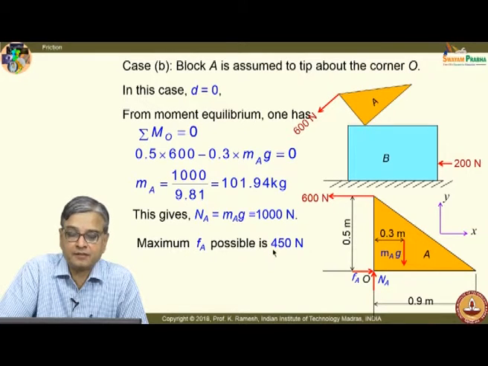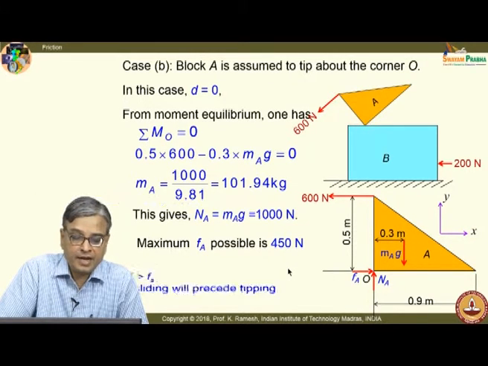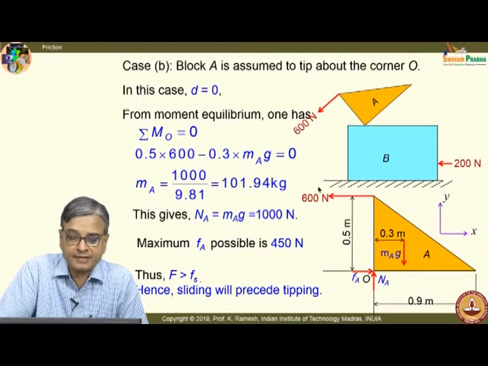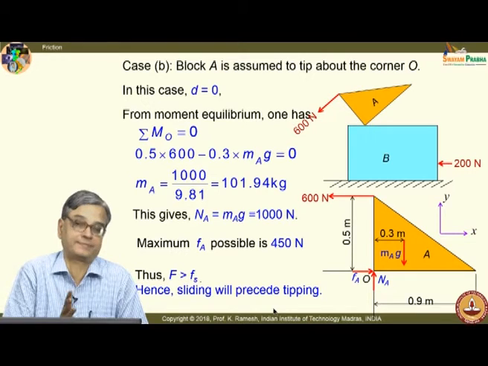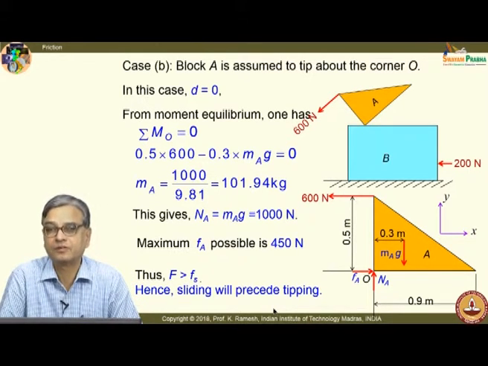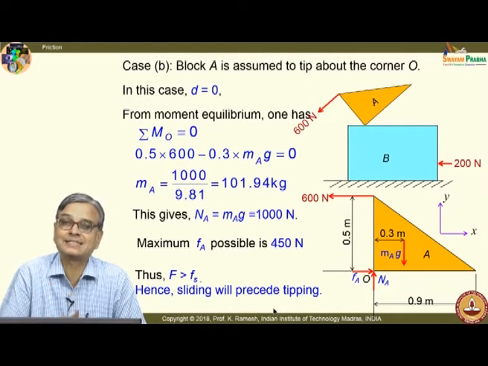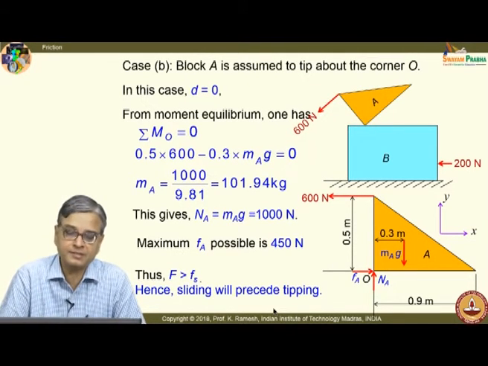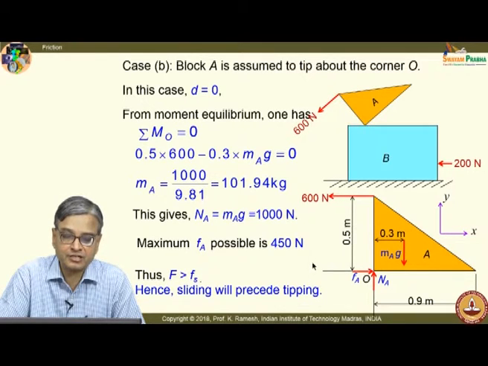Maximum Fa possible from frictional forces is 450 newtons, because the coefficient of friction is given as 0.45. And what I find is the force you have applied is greater than Fs. Even though we have investigated for possible tipping, what we find is when I have the mass as 101.94 kilograms, sliding will precede tipping. It will still slide only. Only if the mass is less than 101.94 kilograms, which we can see in the next slide.